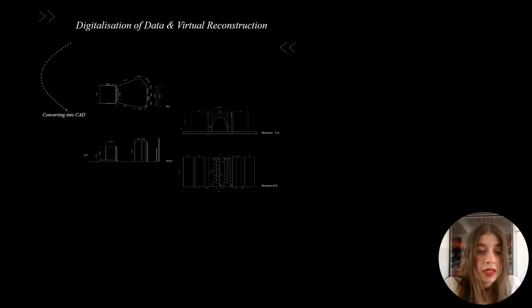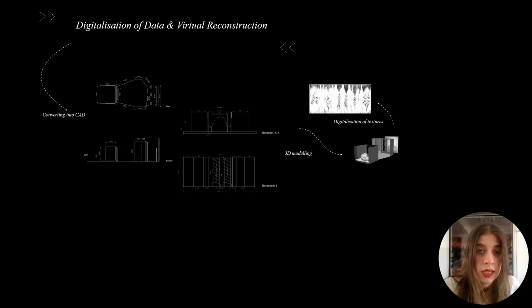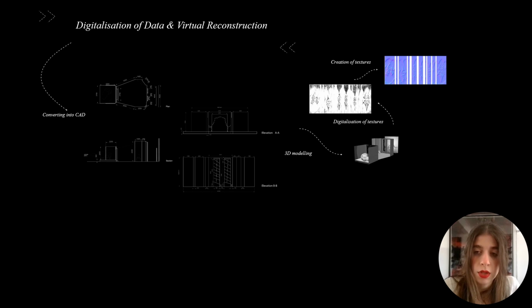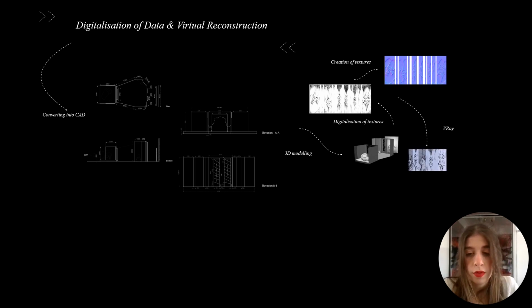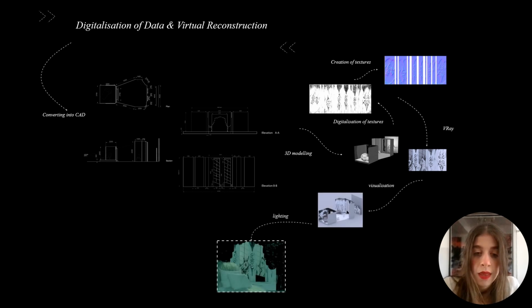And then we are moving to the digitalization of data and the visual reconstruction, where we're converting the important drawings into cards, and then from these we're creating the 3D modeling. Then we need to digitalize the patterns and the textures and create other textures that are going to be important for the photorealistic look of the virtual reality simulation. Then we create the visualization, and then we adapt the lighting in order to match the film set's lighting.